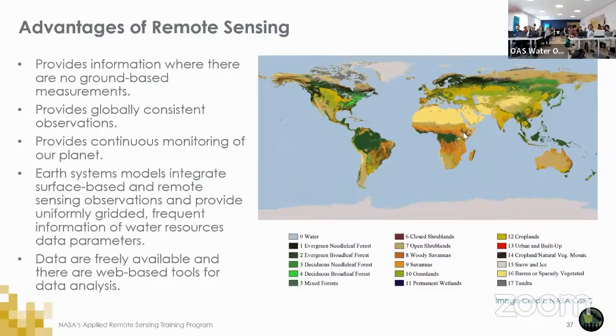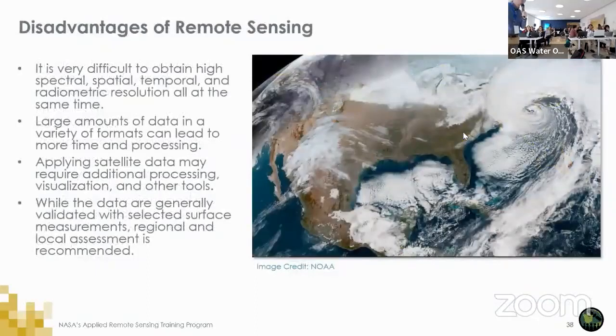And then the next slide, the disadvantages of remote sensing. It is very difficult to obtain high spectral resolution, spatial resolution, temporal resolution, and radiometric resolution all in one instrument. There's always going to be a trade-off. A lot of planning and thought goes into each of these missions that's launched. What exactly are the objectives of that mission, and what are the trade-offs going to be? Because there will be trade-offs.